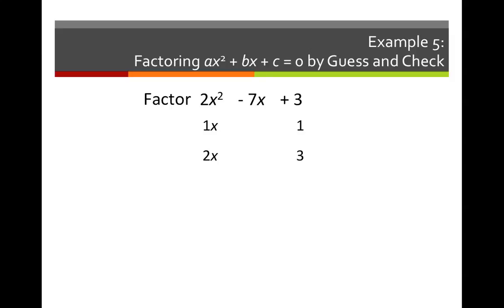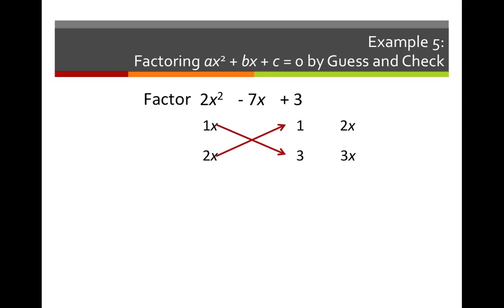Then I do the same with my constant, which in this case is 3. I'm going to need some combination of 1 and 3. Because it's a positive 3, I could go with 2 positives, or I could go with 2 negatives. I'll have to keep that in mind as I guess and check. What I want to accomplish is that when I multiply across diagonally, I end up with 2 terms that when I add them together I get the middle term.